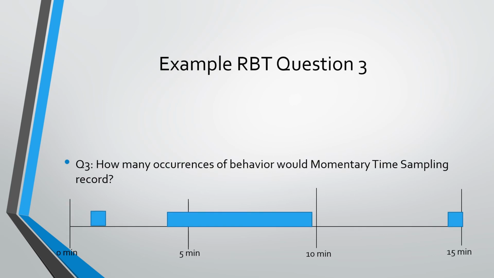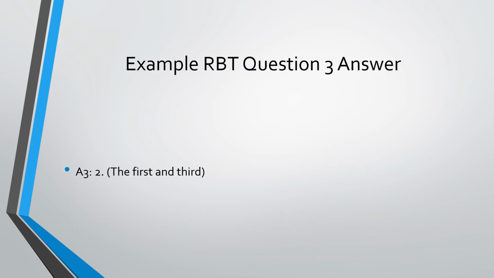And example question 3. How many occurrences of behavior would momentary time sampling record? The answer is 2. It would be the first and the third segment.